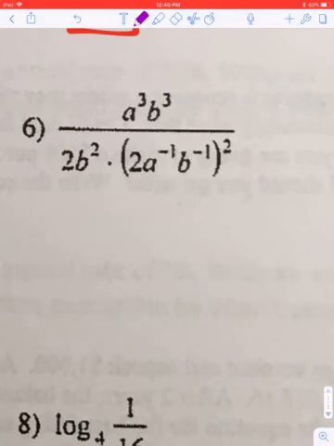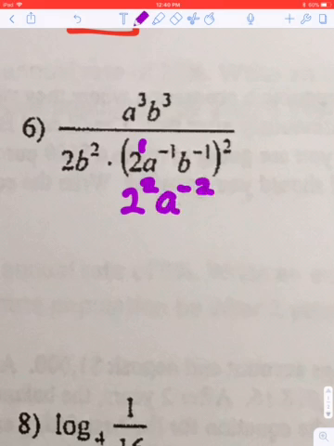So what I want to do is try to simplify whatever I can here. Right now I see parentheses. I remember my dear Aunt Sally, so I'm going to multiply my powers to a power. Now I need to remember that this is really 2 to the first. So right here, this is going to become 2 to the second, a to the negative second, and b to the negative second.